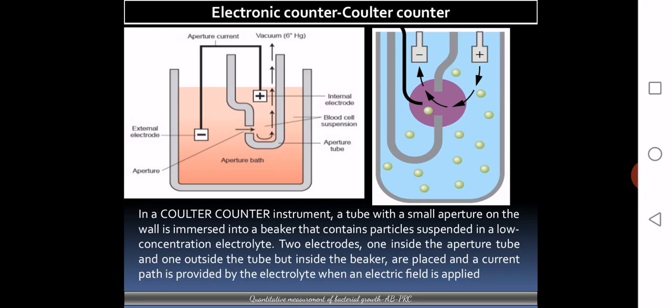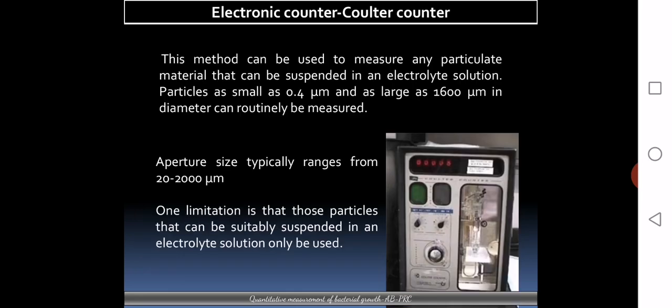And this image shows you a better idea of how this machine works. You can see the small orifice noted as aperture, and there will be electrodes, and through this small orifice the cells are forced to pass, and usually one cell passes through the orifice at a time. The resistance developed will be recorded by the machine. Usually particles of size around 0.4 micrometer to 1600 micrometer can be measured in this machine.